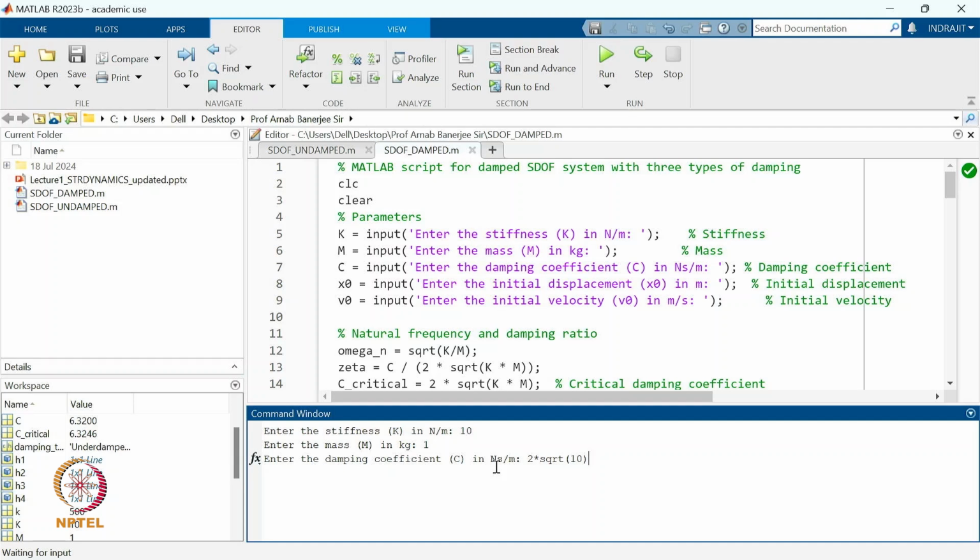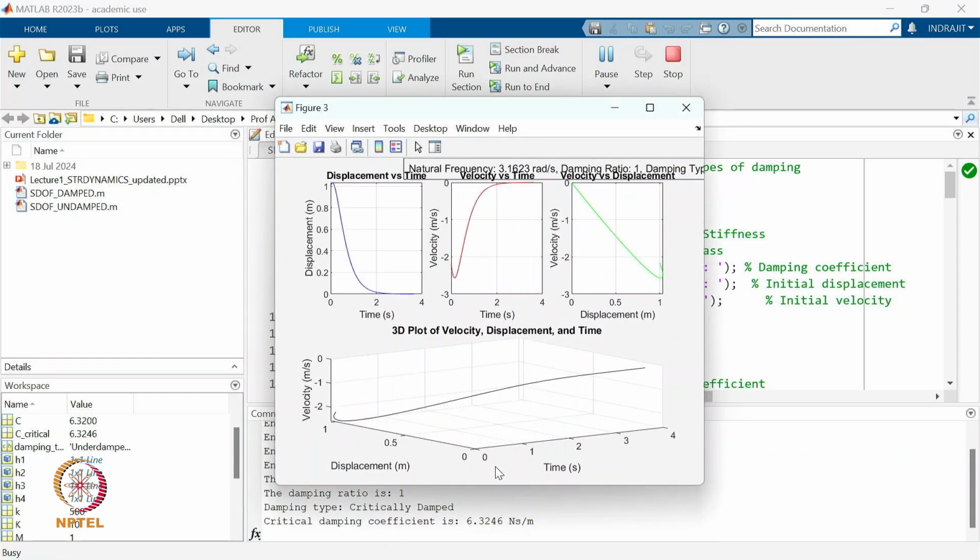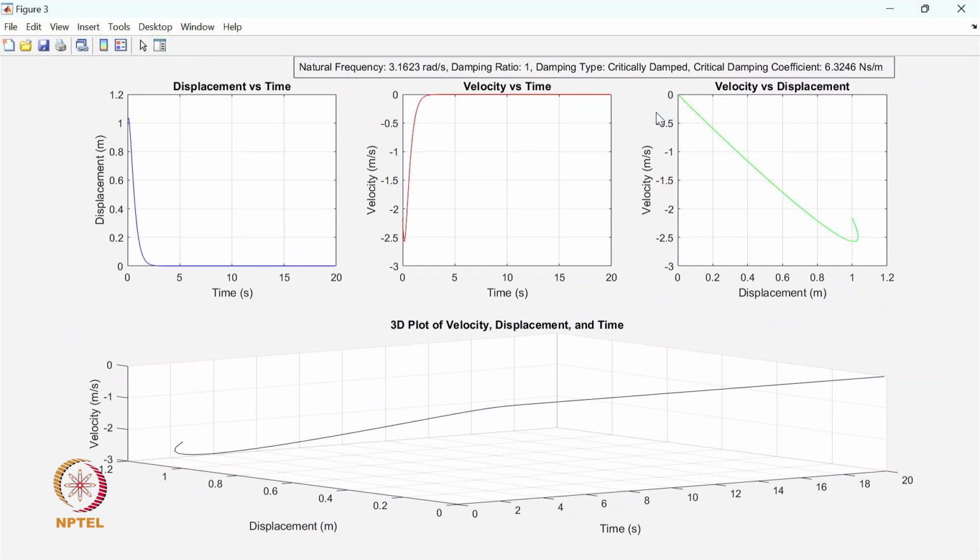M into K. M is 1. Okay, done. So that's my damping. Now this maybe I put 1, and this also I put 1. Now you see, now this becomes exact critical damping. So you see, now it is not crossing anything, it just comes, and here it becomes 0.